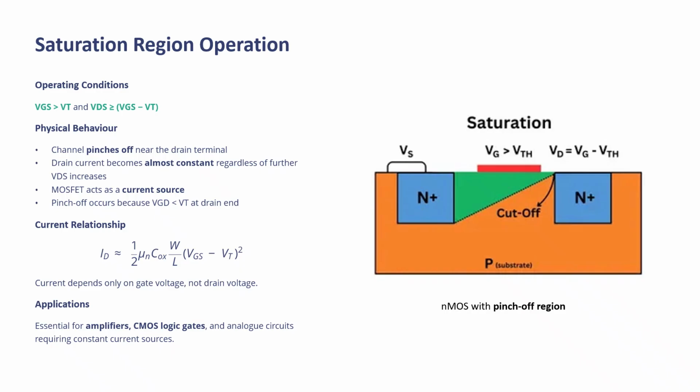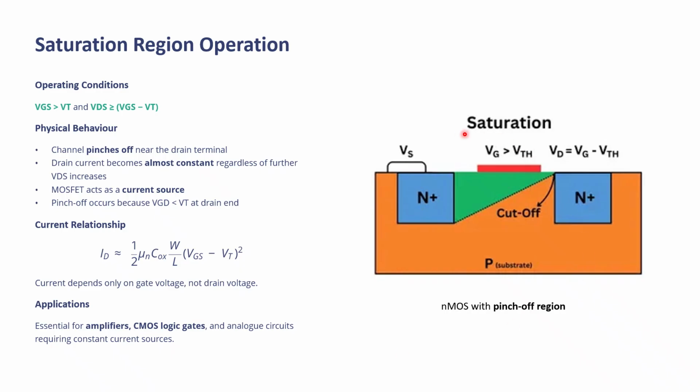The current relationship: the drain current ID is nearly equal to half of mu n into COX into W by L into (VGS minus VT) whole squared. Current depends only on gate voltage, not drain voltage. It is the most important point. Now the applications of this operation: essential for amplifiers, CMOS logic gates and analog circuits requiring a constant current source. So where we need a constant current source, we can use this operation.